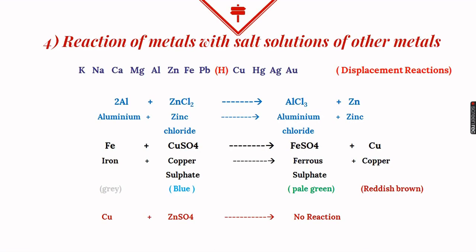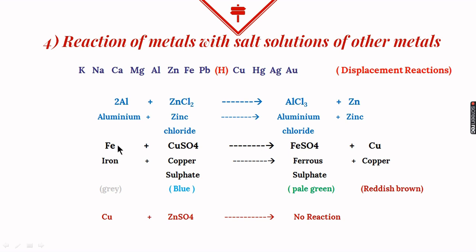Next property of metals is their reaction with the salt solutions of other metals. It is also a type of displacement reaction. Here we have taken a metal and the salt solution of another metal, zinc. Now because aluminium is more reactive than zinc, because its position is higher in the reactivity series, it can displace zinc from its salt, takes its place to form aluminium chloride, and zinc will come out of its salt.